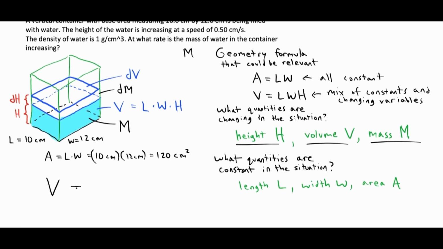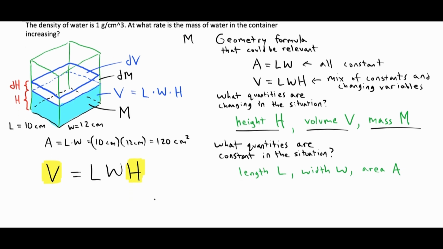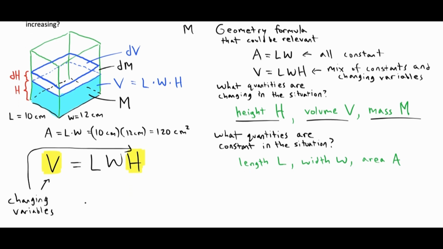So let's start with V equals LWH. I may want to identify which things are staying constant in the situation, which things are changing. So to do that, I'll say that V and H are variables that are changing. And L and W are just being constant.